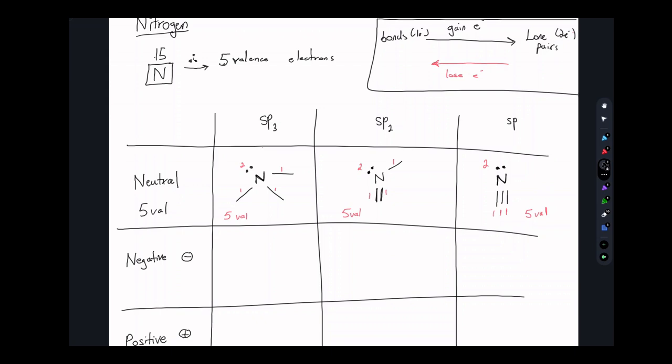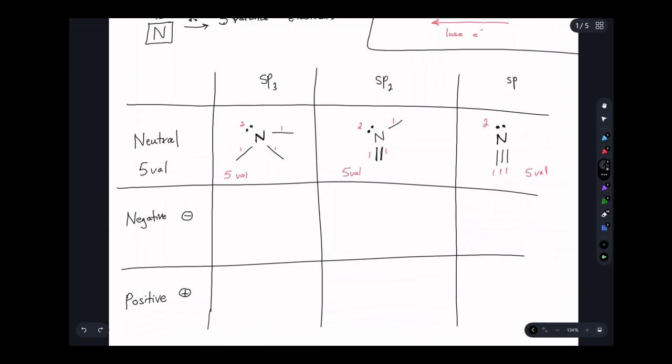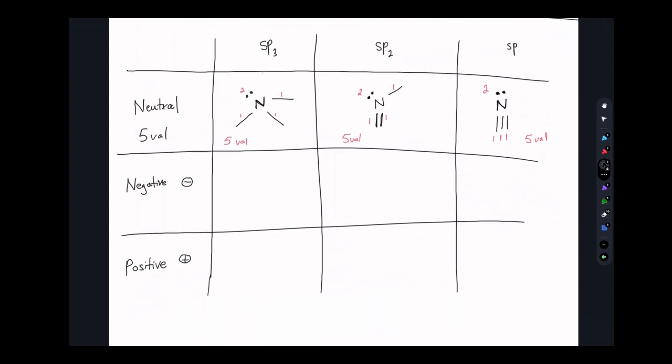I gain electrons by trading a bond for a lone pair and vice versa, and apply that here. So what do I mean by that? Let's assume that you have this memorized. How do I make this negative? Well, to make this nitrogen negative, I need to give it an electron. It would need 6 valence electrons. Give it 1 extra electron and it'll become negative.